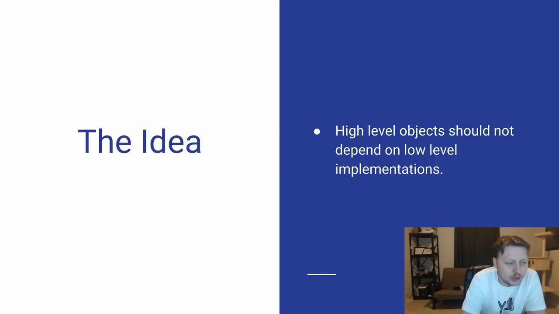So what is the idea? You're going to see, if you do a Google search on the dependency inversion principle, something like this. High-level objects should not depend on low-level implementations, or high-level modules should not depend on low-level modules. Something very similar to that. And you might say, okay, so what does that mean?